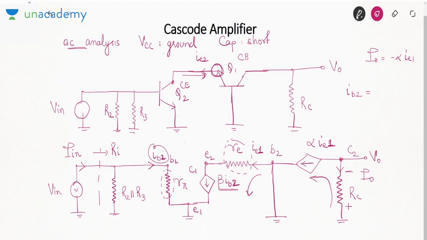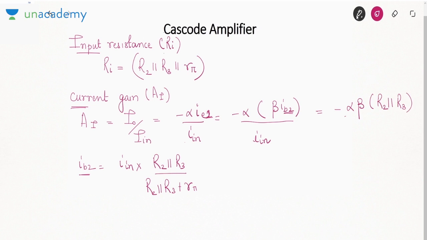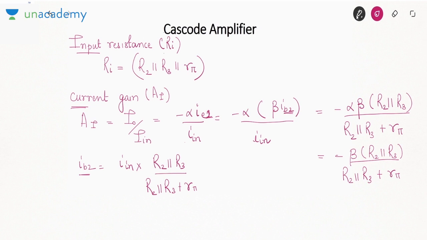Now how can you find IB2 here? You can apply current division. IB2 is I in into R2 parallel R3 by R2 parallel R3 plus R pi. If you substitute this expression of IB2, I in will get cancelled. So it will come out to be minus alpha beta R2 parallel R3 over R2 parallel R3 plus R pi. If alpha is equal to beta over 1 plus beta, alpha is approximately 1. So you can say minus beta R2 parallel R3 over R2 parallel R3 plus R pi. I am taking alpha approximately equal to 1 if beta is very high.